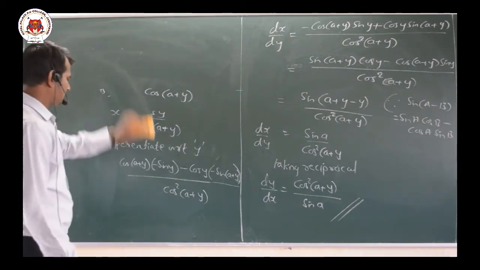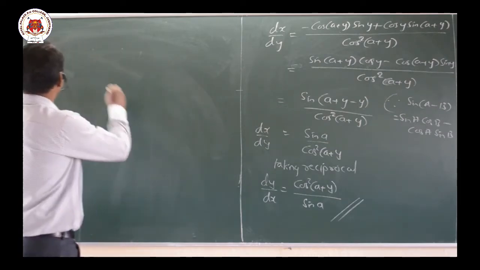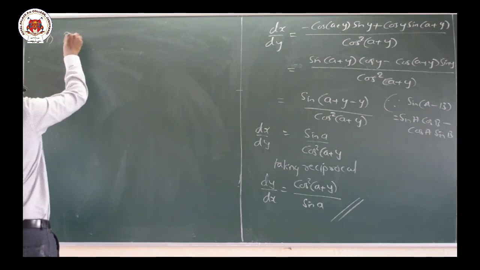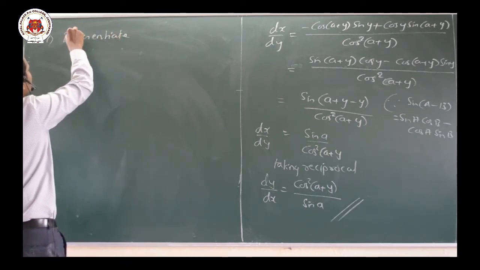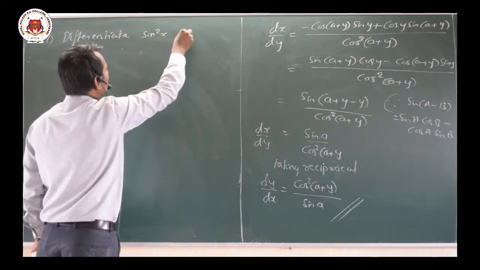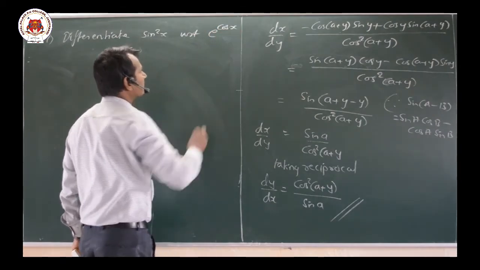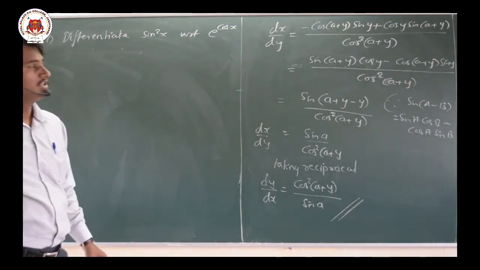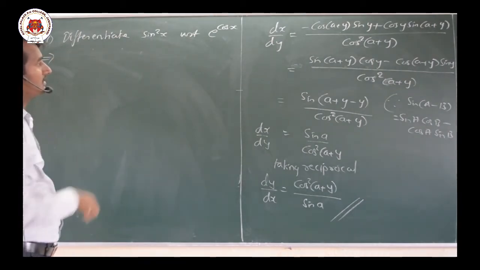Now sometimes the problem may occur in this manner also. 7th, differentiate sin square x with respect to e raised to cos x. You may look at it and wonder what this is. He asks to differentiate sin square x with respect to e raised to cos x.